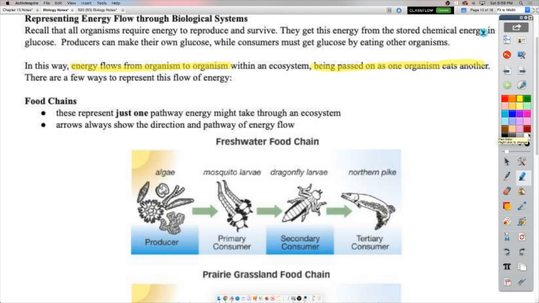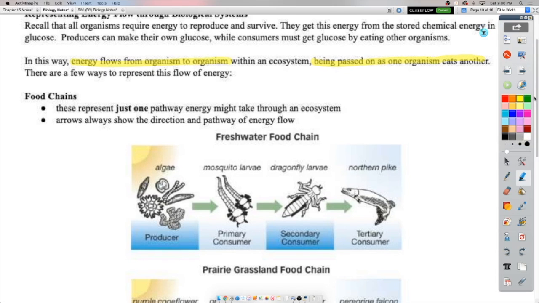So there's a few ways we can represent it. One is a food chain. A food chain is a very simple way of representing it. You've probably seen them before. It represents just one possible pathway that energy might take through an ecosystem, okay? So this does not mean this happens every single time, but it is one pathway that energy could take.